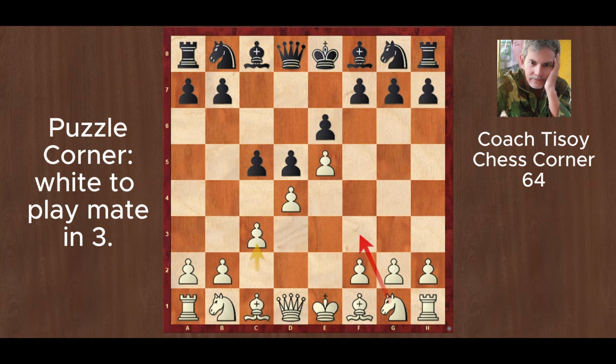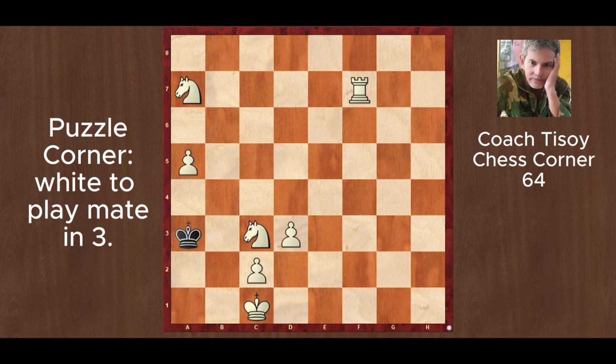Let's go now to our puzzle portion. Okay, here we go. This is our next position with white to play and mate in 3 moves. Again, try solving this one without using your engines. I promise to reveal the solution in my next video.